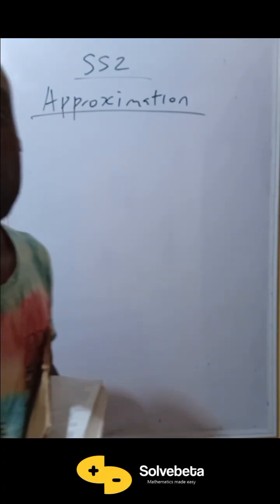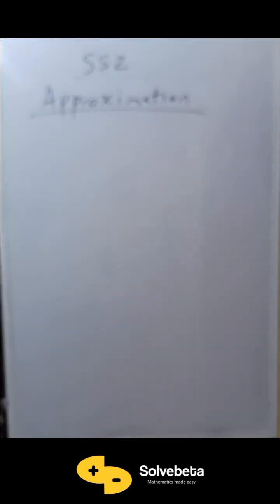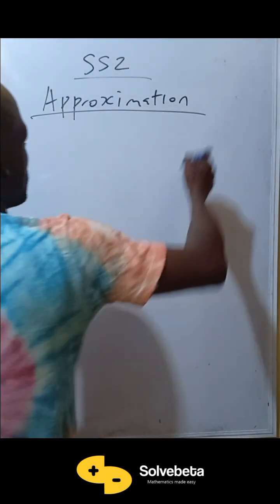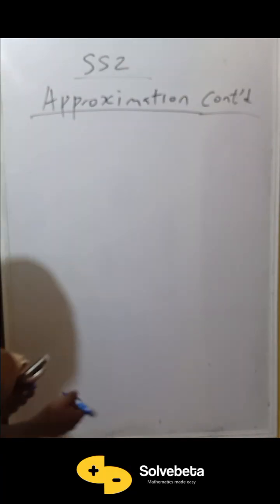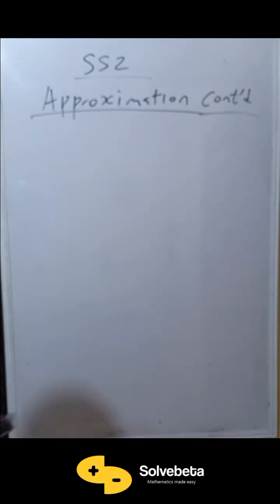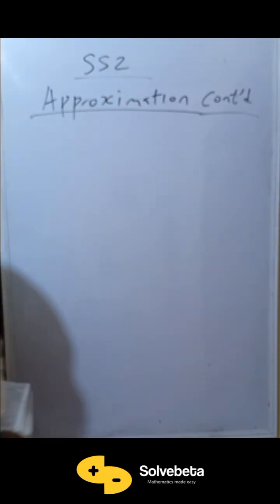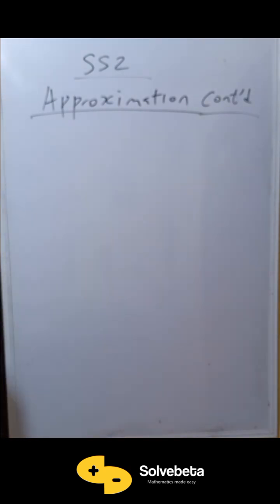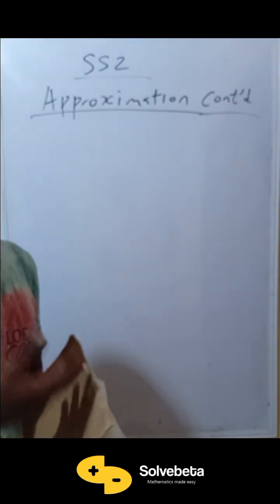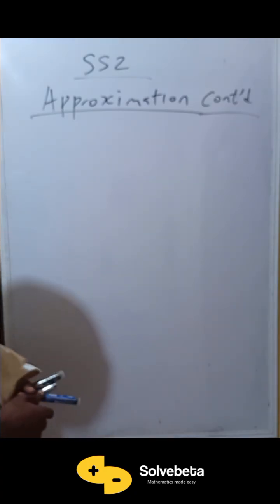Welcome to our summer coaching series, and this is the second lesson for senior secondary school 2, and it's a continuation of the first lesson, which is approximation. We learned how to approximate numbers to the nearest billions, tenths. We also learned decimal places, how to round up numbers to one decimal place, two decimal places, and so on and so forth in the last lesson. You can go back to the last lesson if you are just joining us.